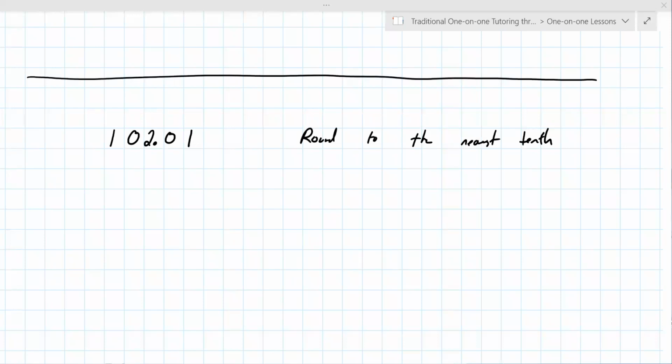What have you come up with, Zoe? Can you actually help me on this one? Okay, so which digit is in the tenths position? 0. The 0. And what digit is to the right of it? 1. Okay, so does 1 round up or down? It rounds down. Okay, so when you round down, what did we say happens? Do you need this 1 anymore? No. No, so what is left over is 102.0. Got it.